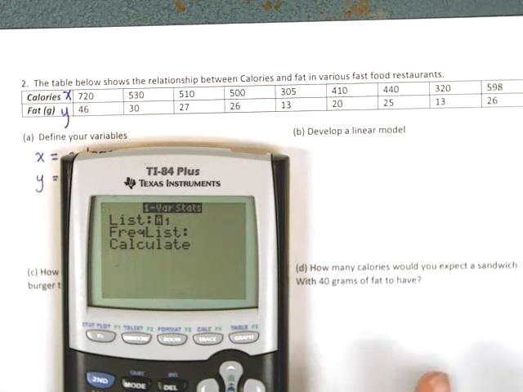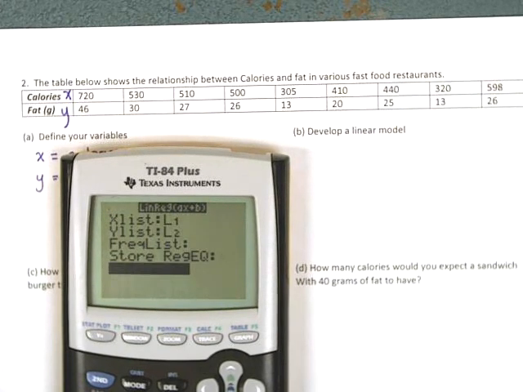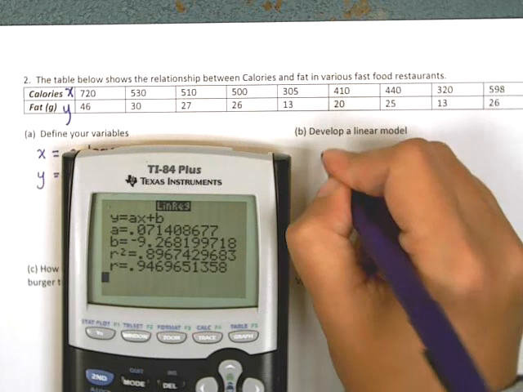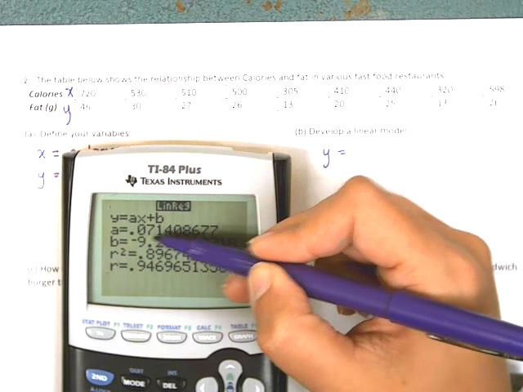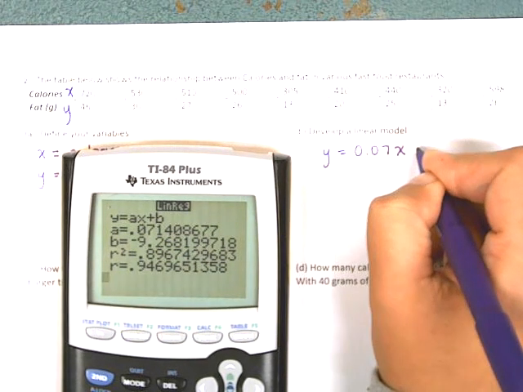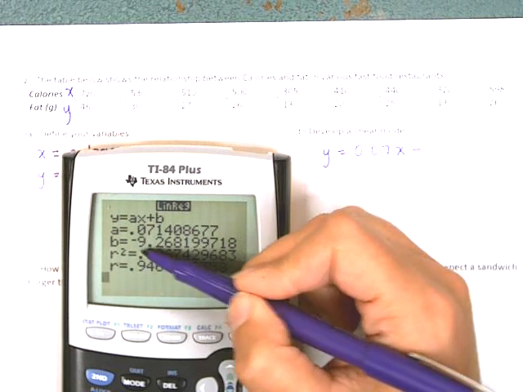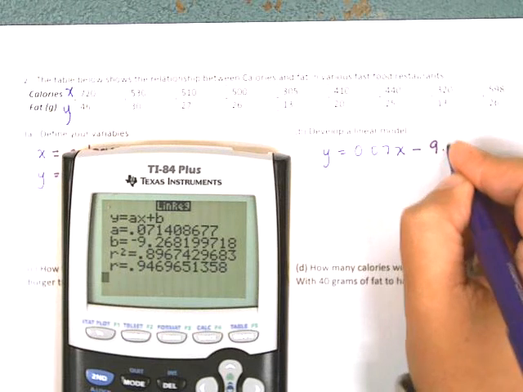Then we're going to go to Stat, Calculate, Option 4, Enter, Enter, Enter, Enter, Enter, and we're going to get y equals, now I'm going to round this nicely, so 0.7, and the 1 is not big enough to change the 7, 0.07x minus 9.26, but the 8 is big enough to bump that up, so I'm going to change it to 9.27.